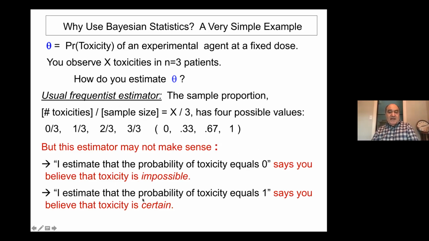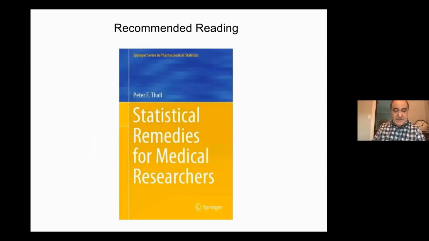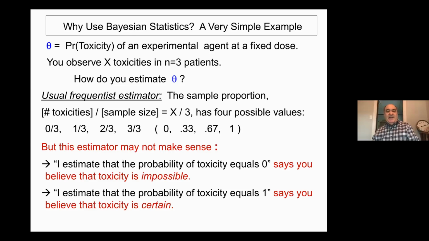And so let's get to a particular example of why one would want to use Bayesian statistics at all. Here, theta is the probability of toxicity of some experimental agent at a fixed dose, say in a phase 1 trial. Just suppose that you observe some number of toxicities, I'll call it X, in 3 patients. The question is, how do you estimate theta? How do you estimate the probability of toxicity?